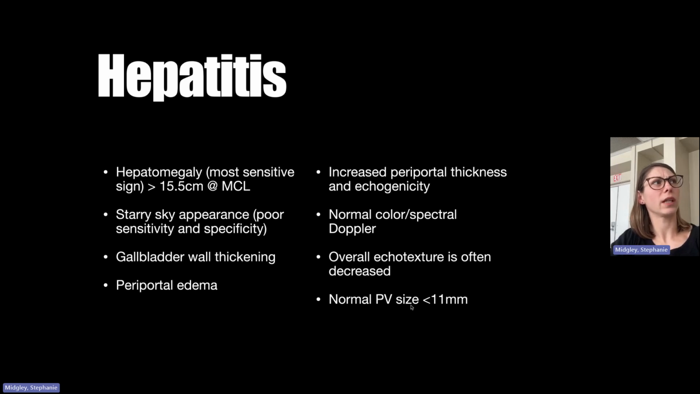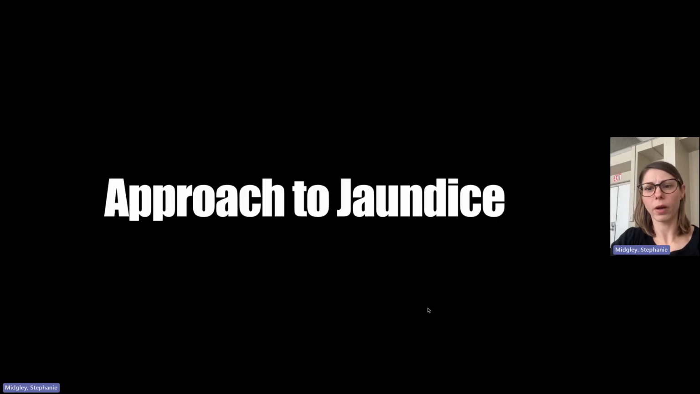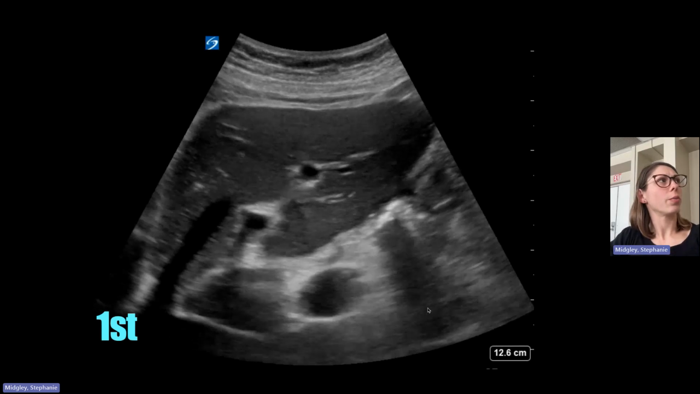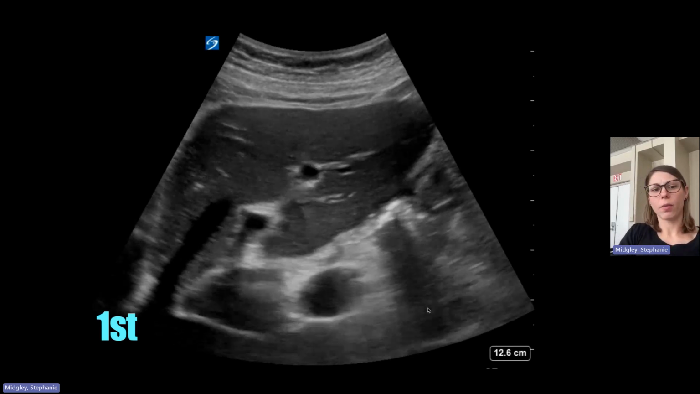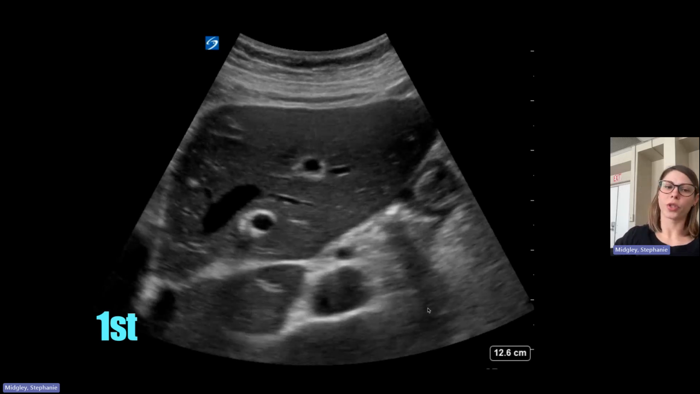The other thing you're going to look at is your portal vein size. It's going to be normal as opposed to someone with cirrhosis where it was dilated. All right, we're almost done. So approach to jaundice. When you're asked to scan somebody because their LFTs are up, it's nice to have sort of an approach that you're looking for.